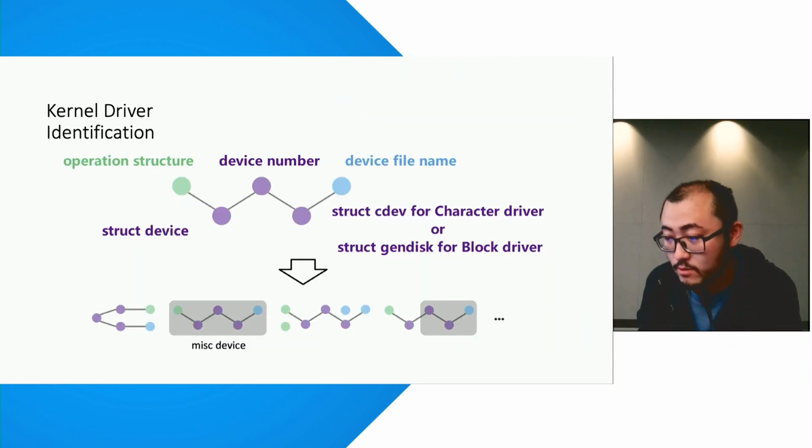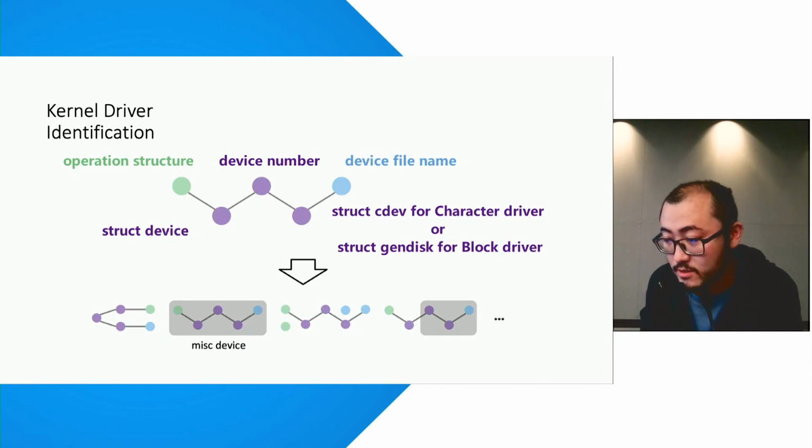To summarize, we need to find the device object, whose type is the structured device, and the driver object, whose type is the structured CDL or Jen disk, and their device number. So we can then get the operation structure for Syscall handler and the device file name.